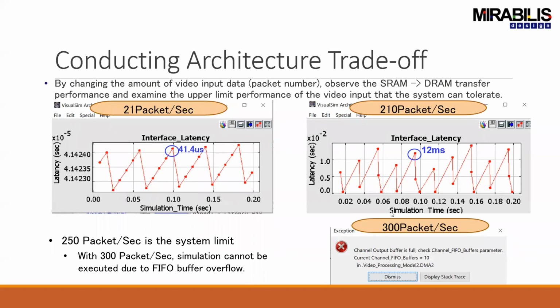With 300 packets per second, we got a buffer overflow across the channel buffer. So we could identify that around 250 packets per second was the system limit, and increasing it further would crash the system. These results were very informative and provide insight to the architect, as this is done very early in the design process.